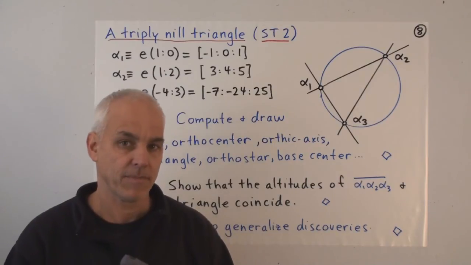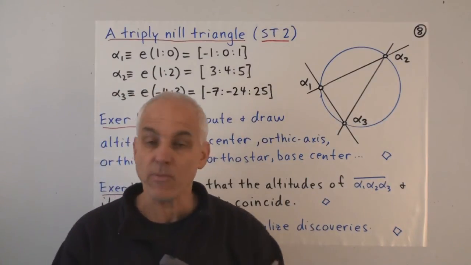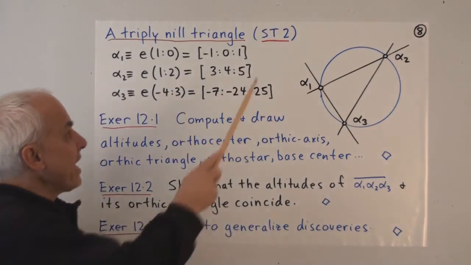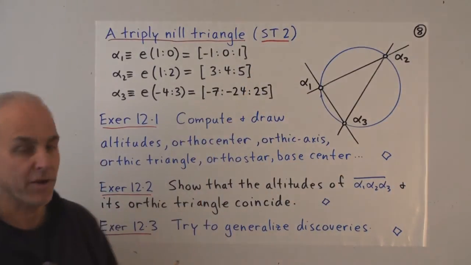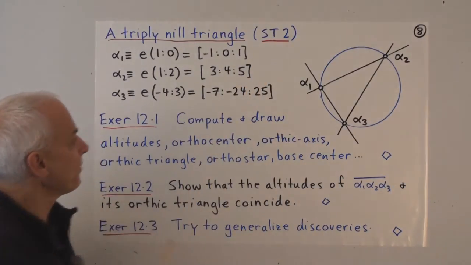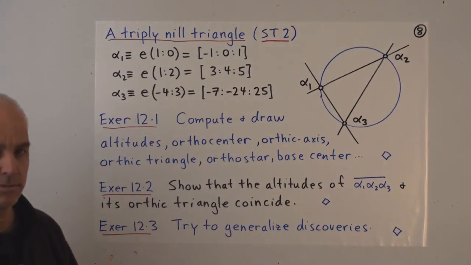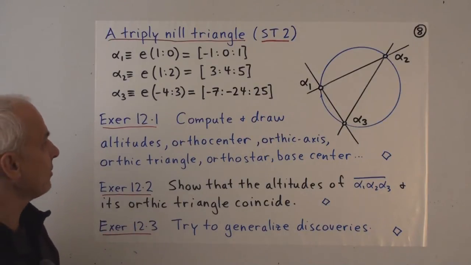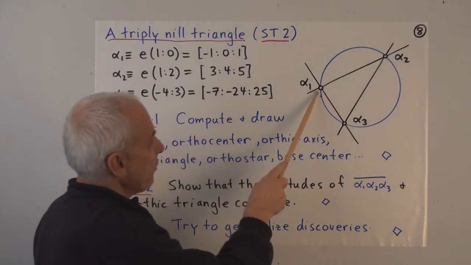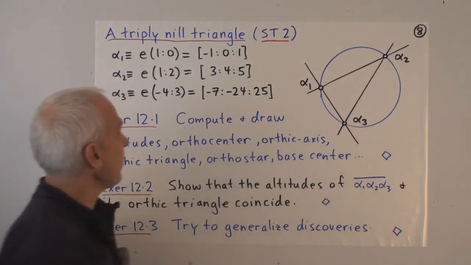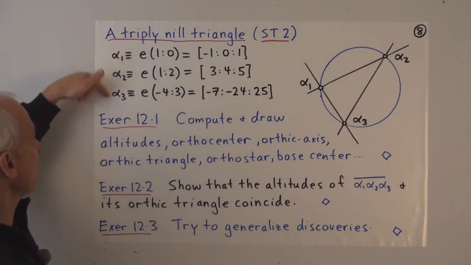So you're now in a position to do some reasonably interesting investigations and to also make some computations to solidify your understanding. So to give you a framework for doing that, let's introduce our second standard triangle, number 2. This is what we're going to call a triply nil triangle. That's just going to mean that all 3 points are null points. There they are there, alpha 1, alpha 2, and alpha 3. And we're going to choose these particular ones.